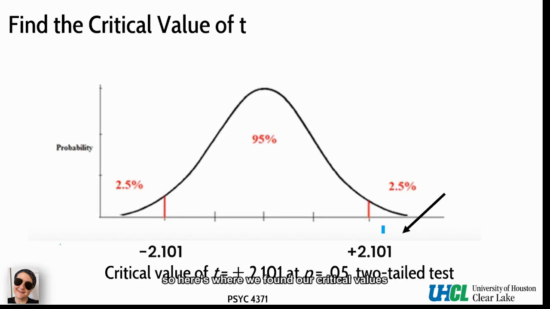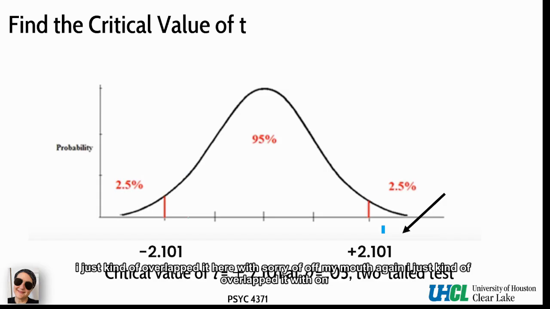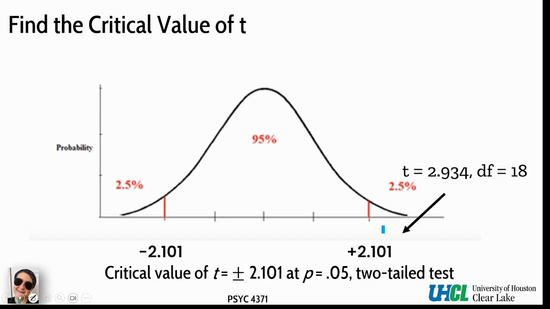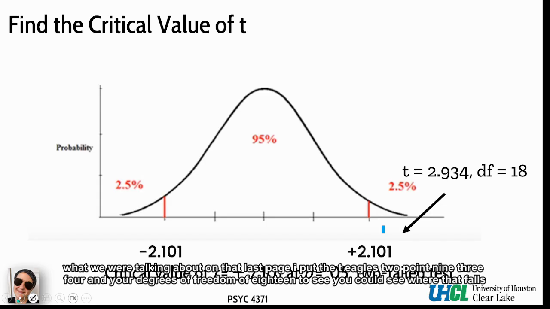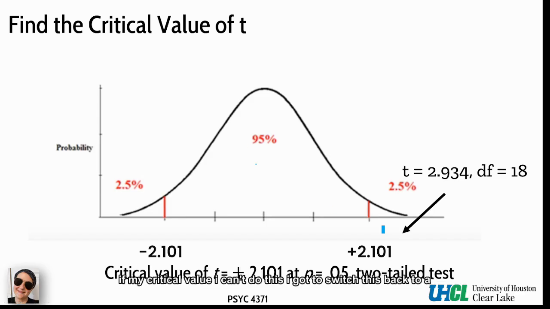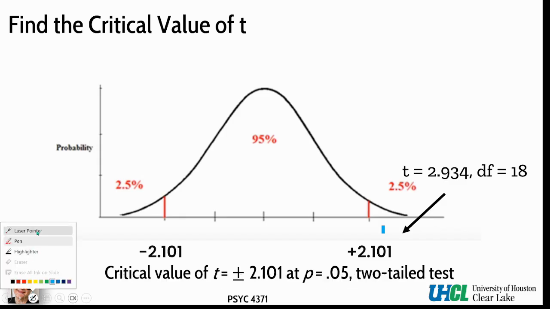So here's where we found our critical values. I just kind of overlapped it with what we were talking about on that last page. I put the t equals 2.934 and your degrees of freedom of 18, just so you could see where that falls. I've got to switch this back to a laser pointer, sorry guys.